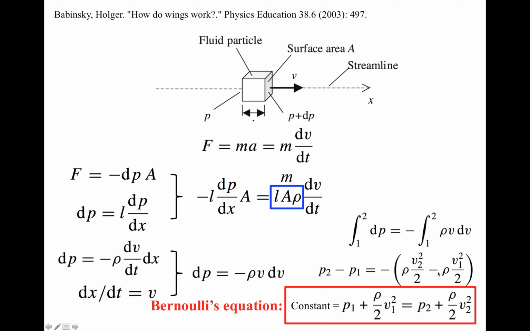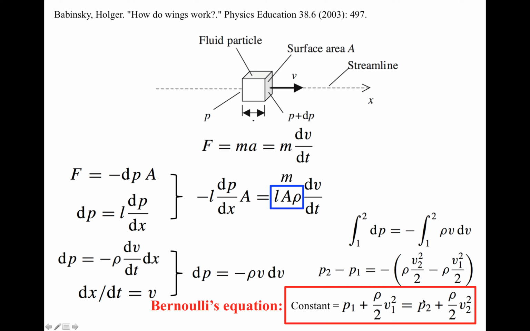So we obtain this equation between these two arbitrary points. And then the next thing we have to do is to rearrange this equation. We collect all the terms related to position 1, and then we collect all the terms related to position 2, right? So P1 plus rho divided by 2 times v1 squared must equal P2 plus rho divided by 2 times v2 squared.